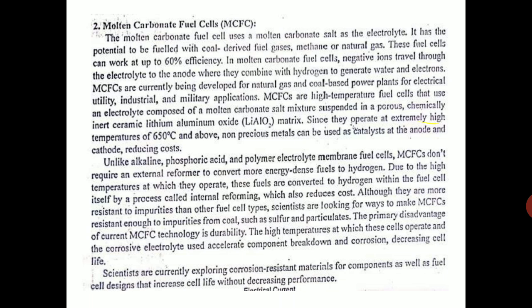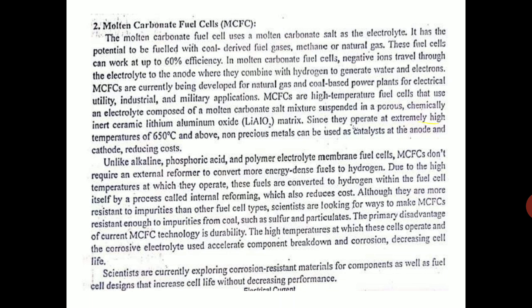So the molten carbonate fuel cell uses a molten carbonate as an electrolyte. It has a potential to be fueled with carbon derived fuel gases, coal derived fuel gases such as methane or natural gas. These fuel cells can work up to 60% efficiency. So in the molten carbonate fuel cells, negative ions travel through the electrolyte to the anode, where they combine with hydrogen to generate water and electrons.